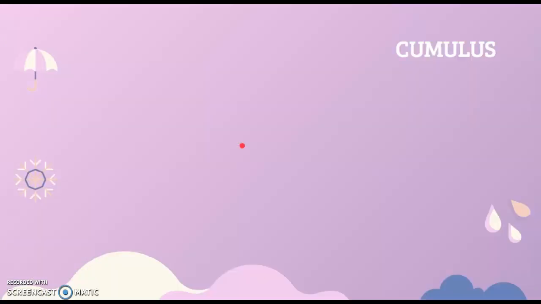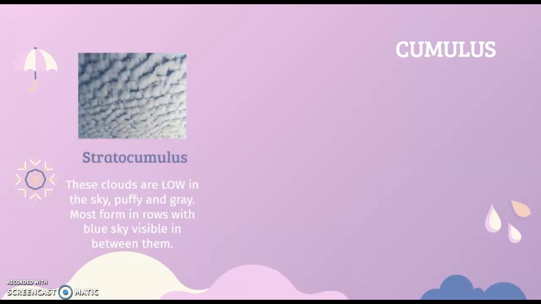Let's talk more about cumulus clouds. Stratocumulus clouds are low in the sky. They are puffy and gray. Most of these form in rows with blue sky visible in between them. So if you look at the picture, you see how they're kind of lined up like that, but you can still see the sky in between them? Pretty neat.